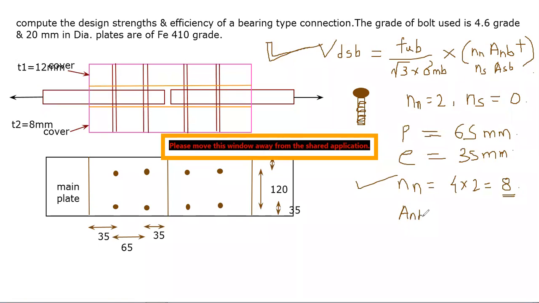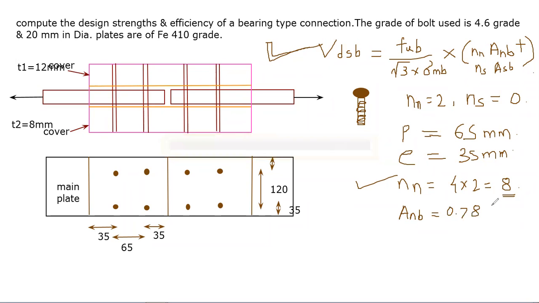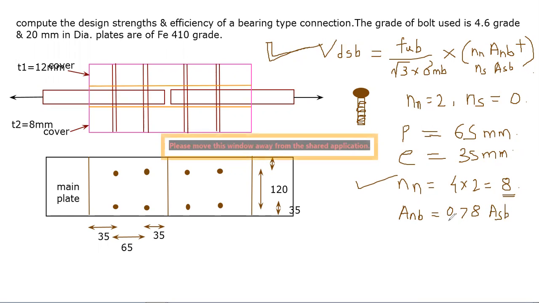A and B is nothing but your area of bolt in the threaded section. In the threaded section, you know that the area gets reduced. So the formula as per your code is 0.78 into ASB. And what is the value of ASB? ASB is pi by 4 d square, right? Pi d square by 4. So you will get this value of A and B as 0.78 multiplied by pi multiplied by 20 square by 4, because your diameter given is 20 mm. Now you will get this value of VDSB.